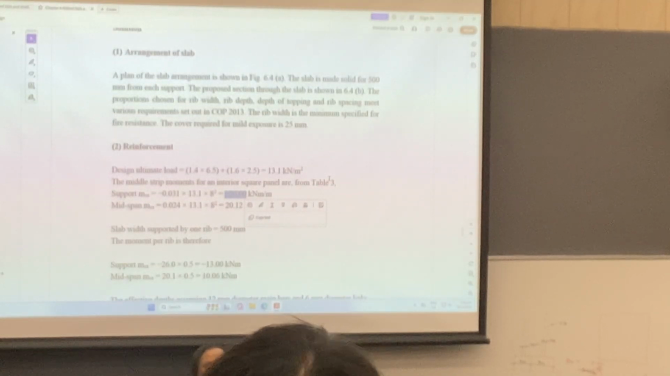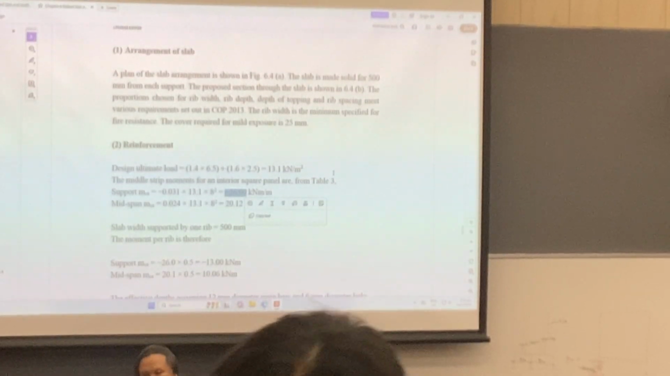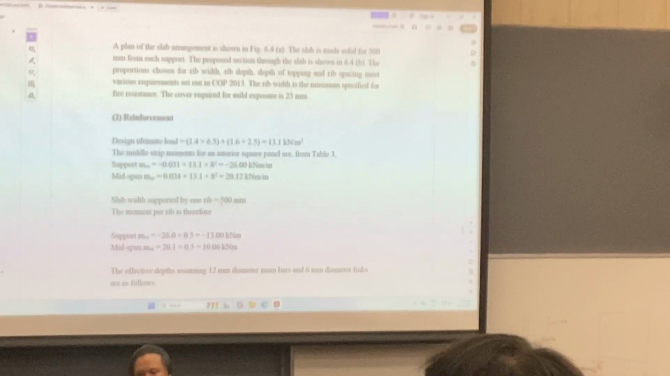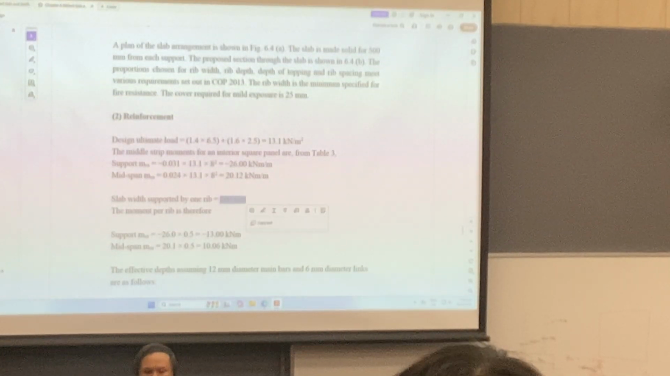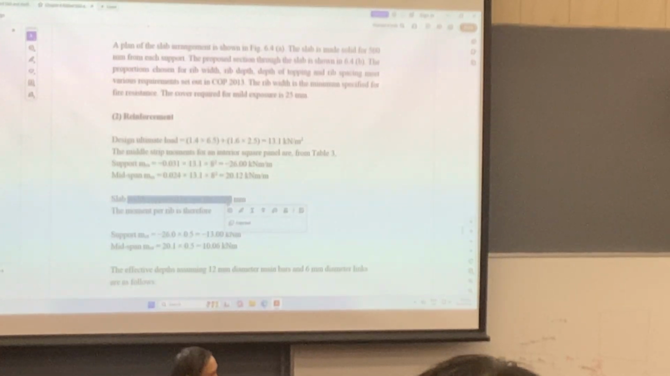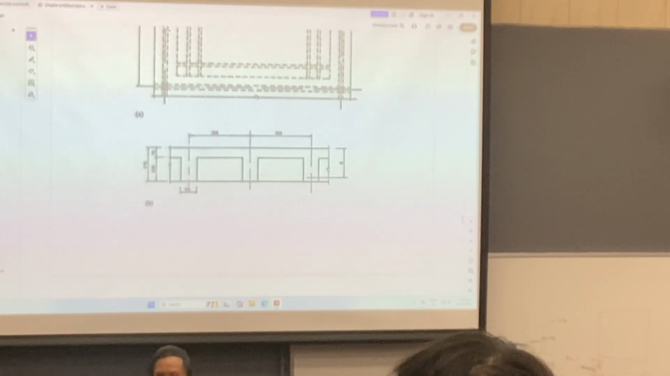Because this is a square slab, both the x and the y direction have the same bending moment. So you know that at the ends it is supported by 500 mm. The slab width supported by 1 rib, because the rib spacing is 500, is equal to 500 mm.